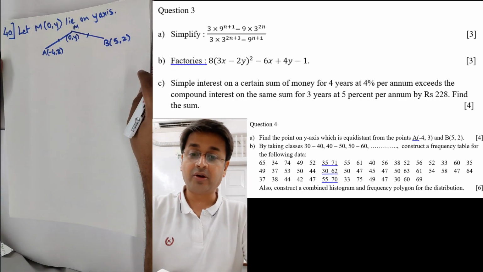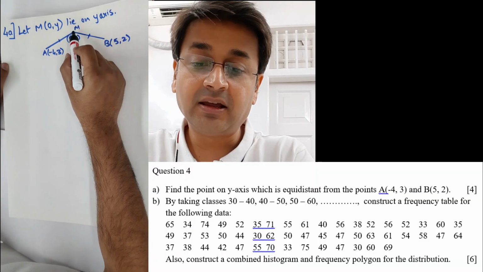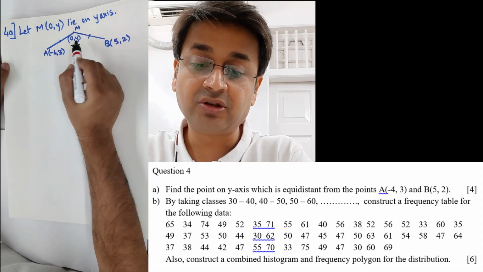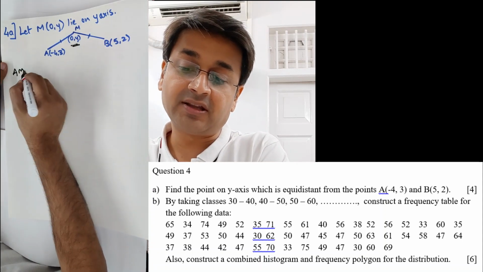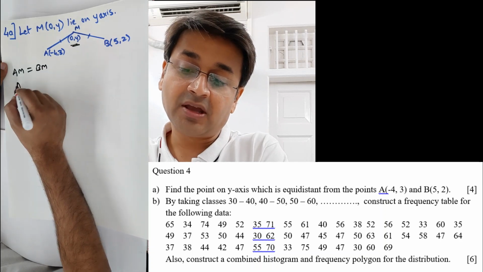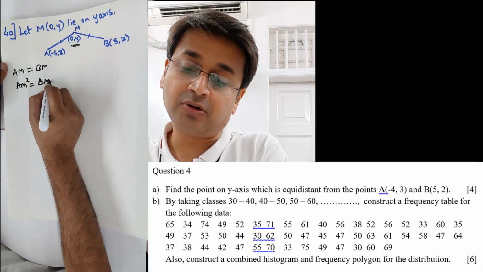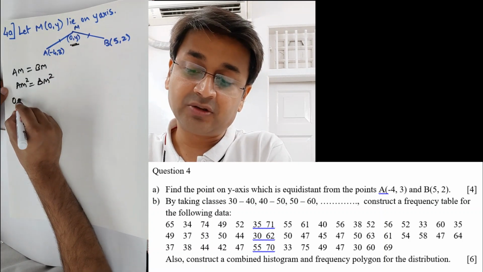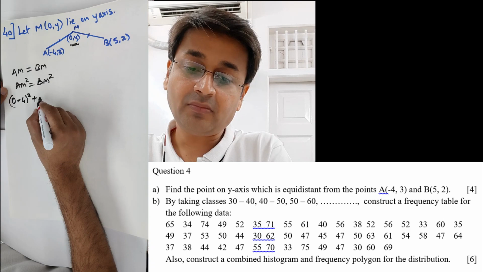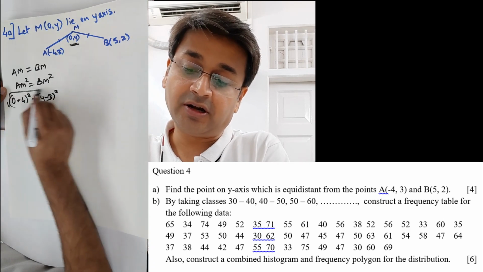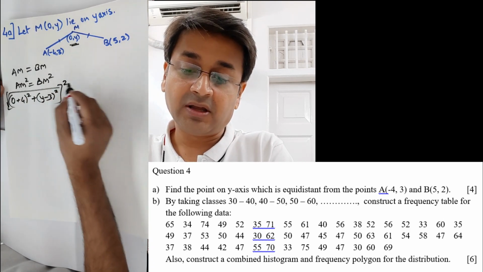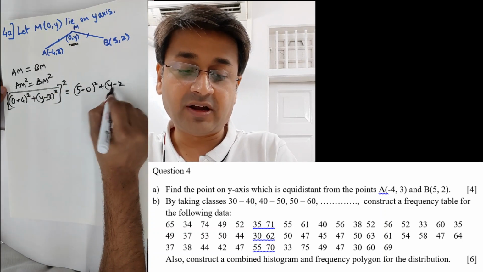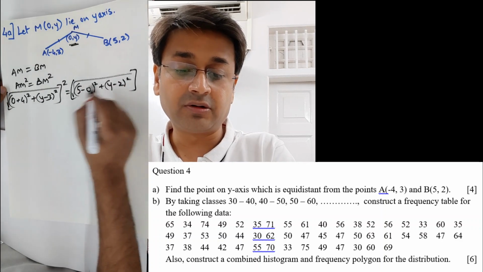And then the last part, question number 4. They say find a point on y-axis equidistant from A and B. So y-axis, so 0, y, equidistant, so therefore I can say AM is equal to BM, and therefore AM square is equal to BM square, so that the roots are taken care of. Let's apply the distance formula. So 0 plus 4 square and y minus 3 square under the root and the whole square. Likewise BM, so 5 minus 0 square and y minus 2 square, again under the root the whole square.